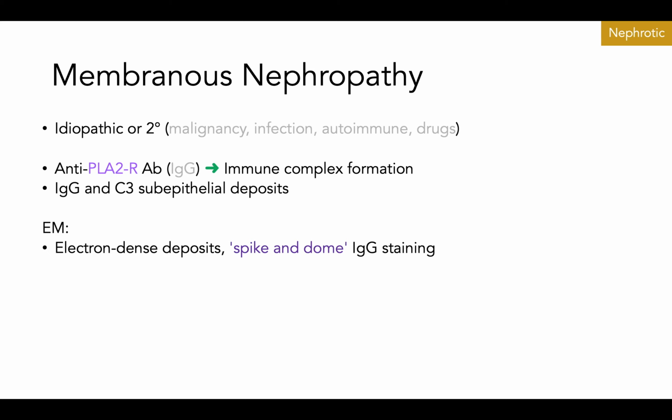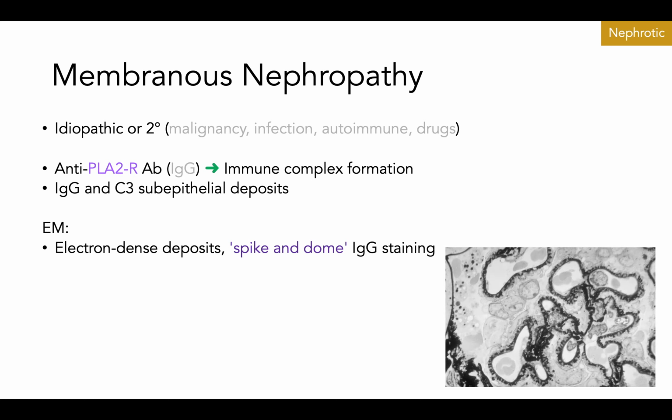And also this characteristic pattern of IgG staining called spike and dome. Now, I find that really difficult to appreciate on EM, but if you look here, I think I can show you that the black staining here is almost stripy, almost kind of variegated, and that's what spike and dome staining is.